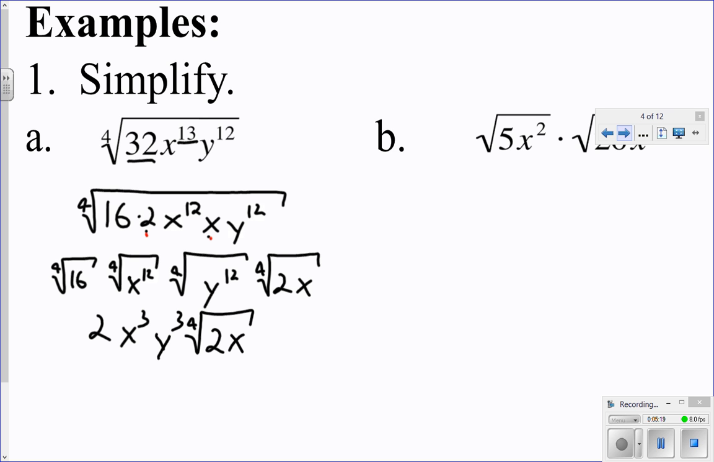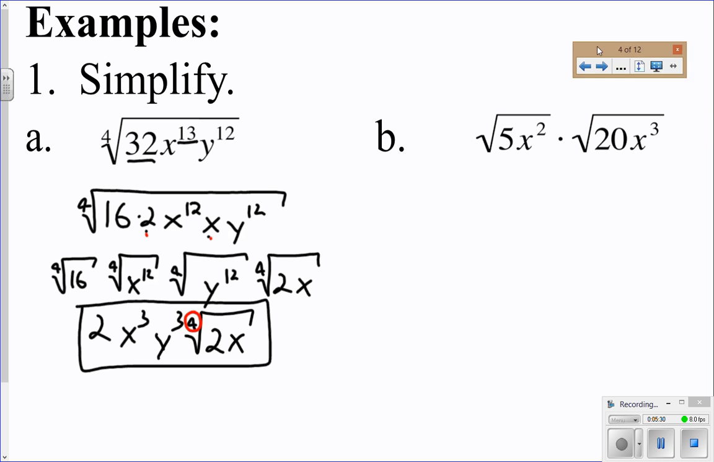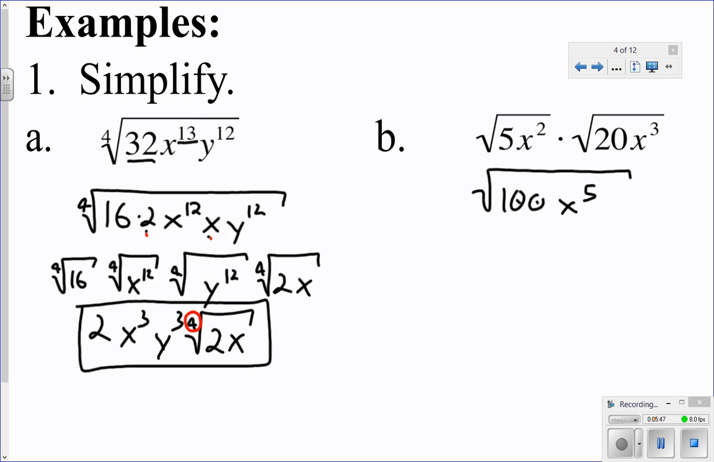Make sure when you're writing your radicals, don't forget your indexes here. But this is our simplified form. For the next one, b, sometimes to simplify them it's going to be better if we combine them. So first I'm going to multiply these together. 5 times 20 is 100. x squared times x to the third is x to the fifth. The square root of 100, I should know, is 10.